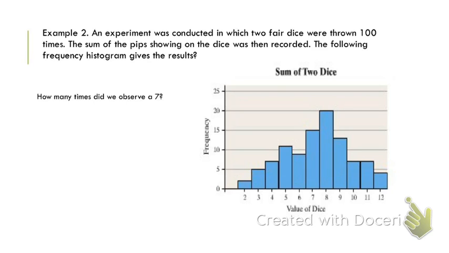Next question. How many times did we observe a 7? 15, it's right on that line. How many more 5s were observed than 4s? How many 5s are there? 11. And 4s? 7. So 4 more times.